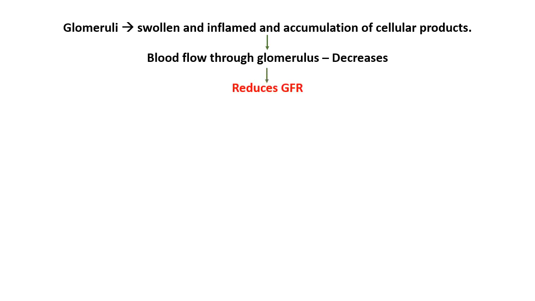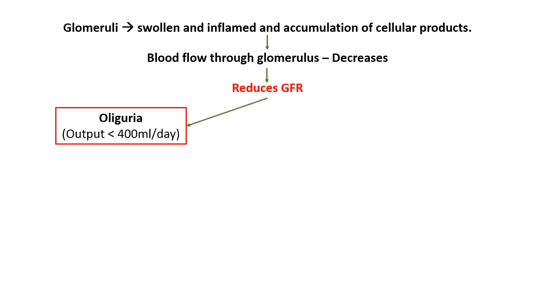Here, glomeruli are swollen and inflamed, and there is accumulation of many cellular products like fibrin, platelet aggregation, cytokines and free radicals. Because of these accumulations, blood flow through the glomerulus will decrease, which will reduce GFR. Because of reduced GFR, total urine formation is less, and when it is less than 400 ml per day, it is called oliguria. Because total filtration is less, total protein leakage is also less.